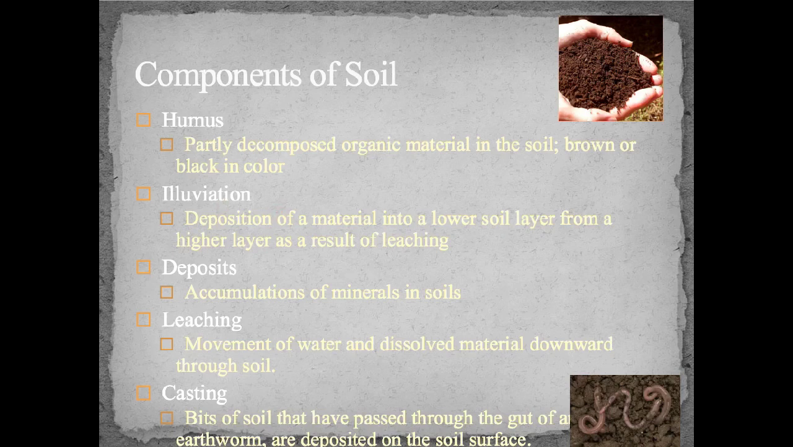Alluviation, which is deposits of minerals into lower soil layers from higher layers as a result of leaching, which we'll talk about in a little bit. Actually, I'll talk about leaching now. Leaching is where you get things going from a higher soil level to a lower soil level. You have deposits, which are accumulations of minerals in soil. And leaching is the movement of water and dissolved minerals downward through soil. And last but not least, casting, which is bits of soil that have passed through the guts of earthworms, which helps break up that organic matter. They deposit them on the soil surface.